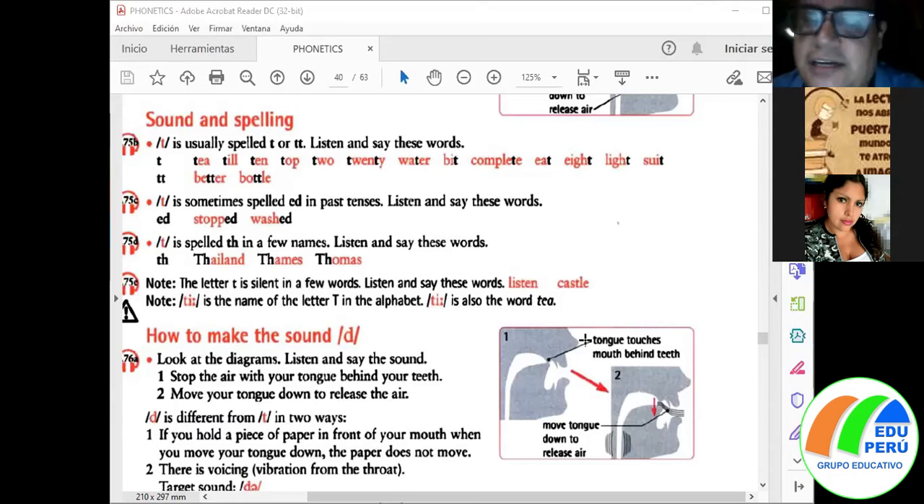So here you have t, stopped. You don't have to say stop it, no, stopped. And notice from the sound pa to the sound ta, stopped, stopped.